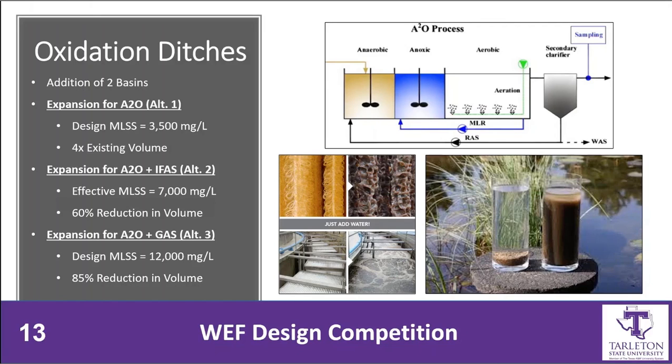by 60%. Alternative 3 again incorporates the A2O process, but includes granular activated sludge produced by a hydrocyclone assembly. The granular sludge allows us to operate the plant with a design MLSS of nearly 12,000 milligrams per liter and still does not add any extra stress to the clarifier since its settling velocity is so much higher. Alternative 3 ultimately reduces the volume requirements evaluated in Alternative 1 by 85%.